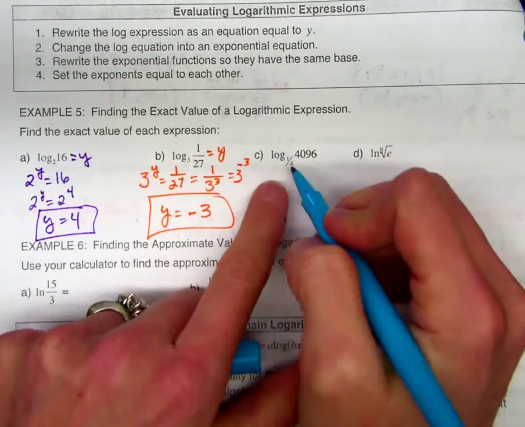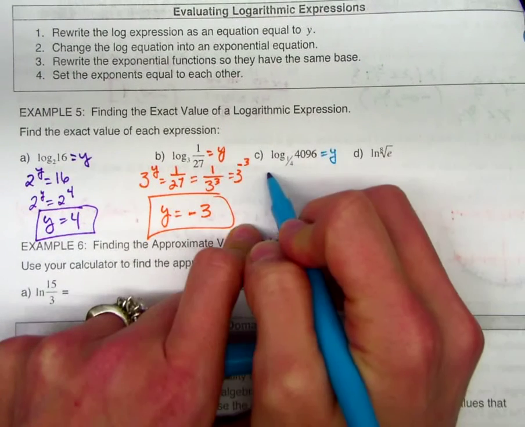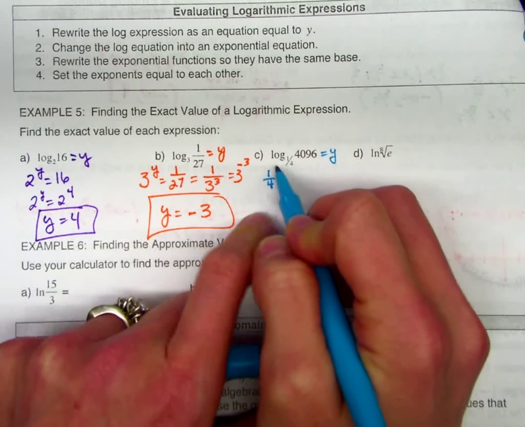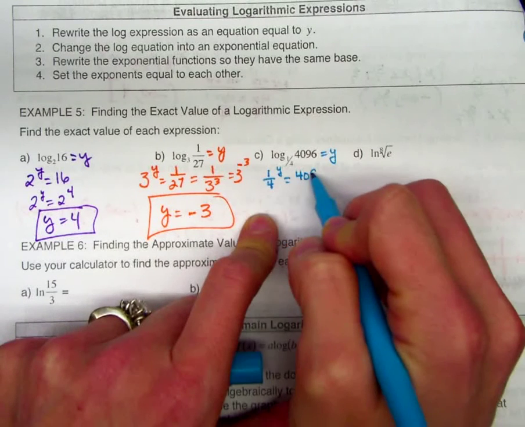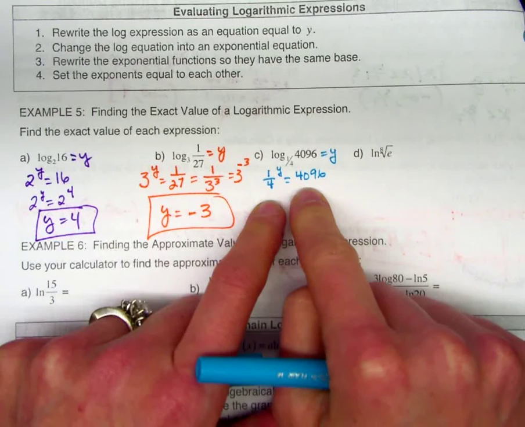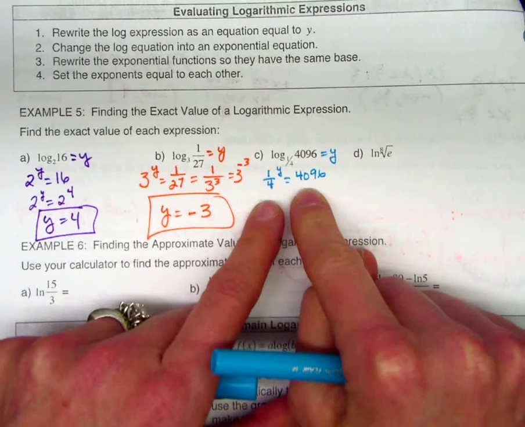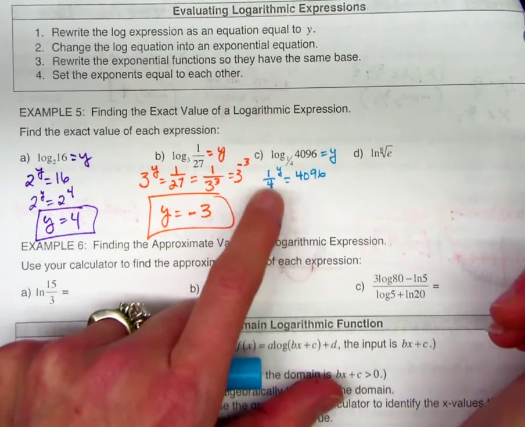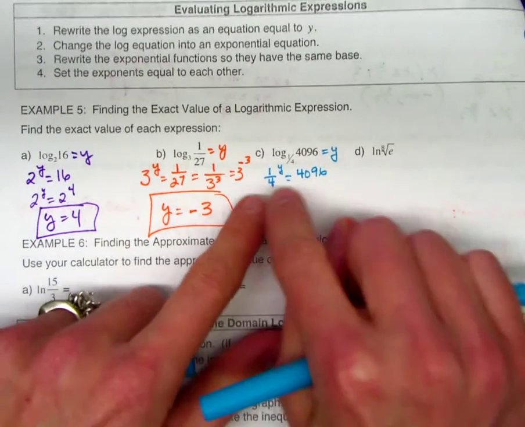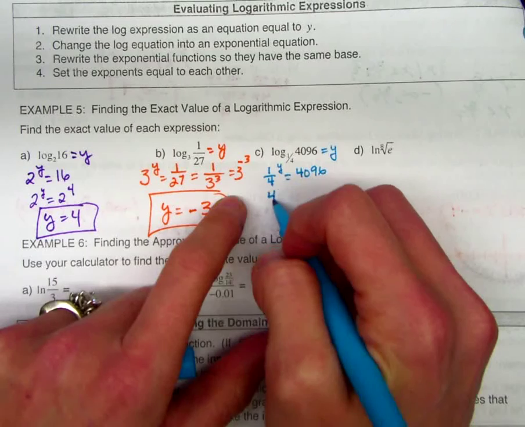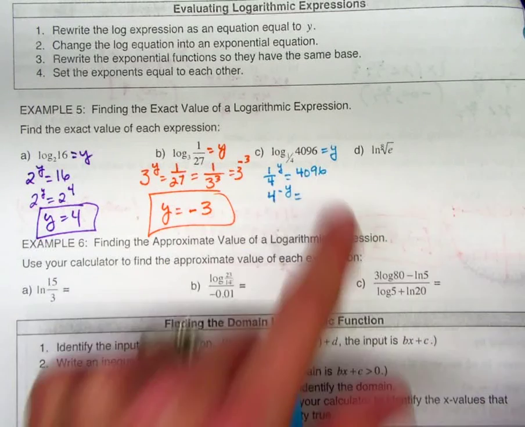What's the base here? 1/4. Exponent y equals 4,096. Again, if you had no calculator, it's very unlikely we're going to give you a number so big. How can we rewrite 1/4? 4 to the negative 1, but because we have the y, this is going to be 4 to the negative y. Great. And then anybody know 4,096?